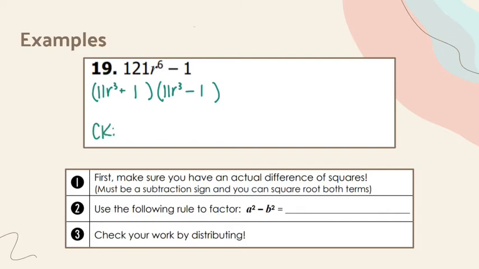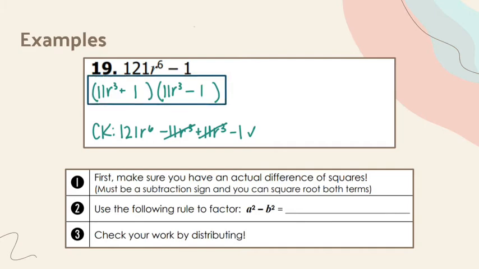Then we check our work. 11r cubed times 11r cubed is 121r to the 6th. 11r cubed times negative 1 is negative 11r cubed. 1 times 11r cubed is positive 11r cubed, and 1 times negative 1 is negative 1. When these cancel, you'll see that what's left matches what we started with, so this is the correct answer.